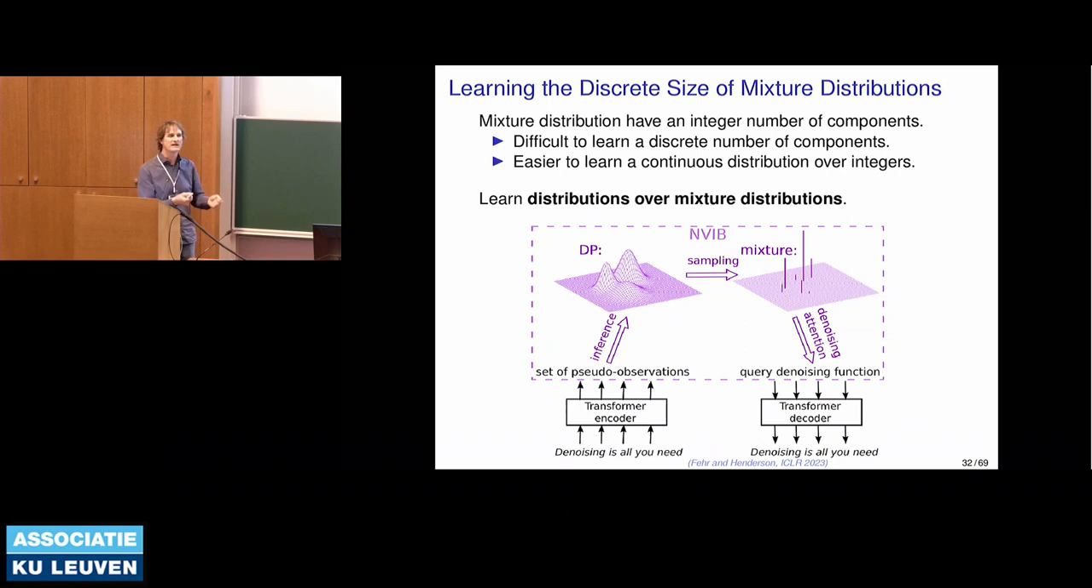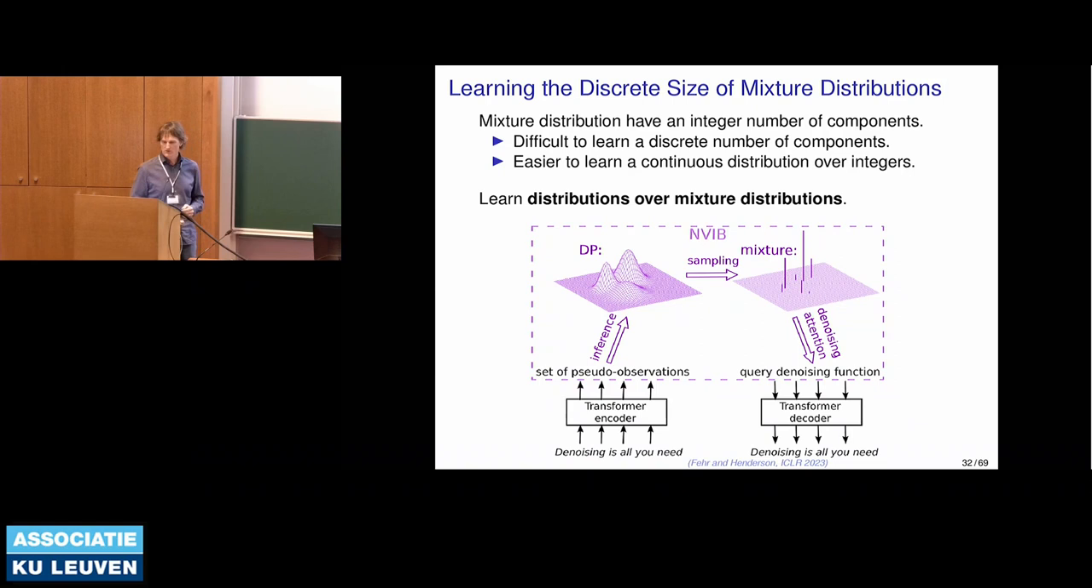If we want to learn that latent space, we want to be able to learn how many vectors. But the number of vectors is an integer. You can't have half a component in your mixture model. So how do you learn over a discrete space, like the space of integers? It's very hard to learn over discrete spaces. It's much easier to learn over distributions over a discrete space, because the distributions are continuous. So that's what we do. We learn distributions over mixture distributions.